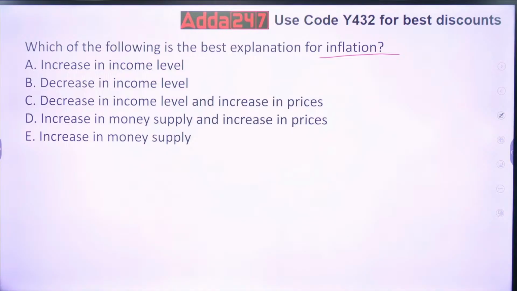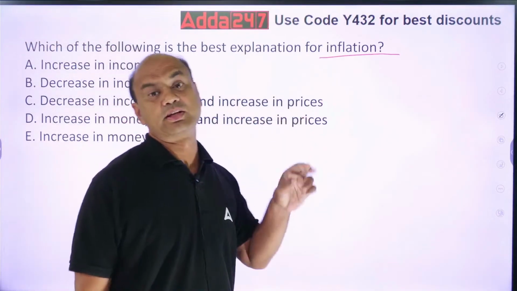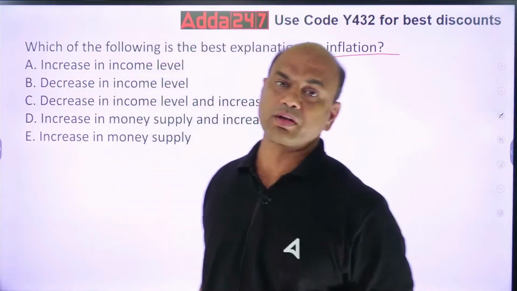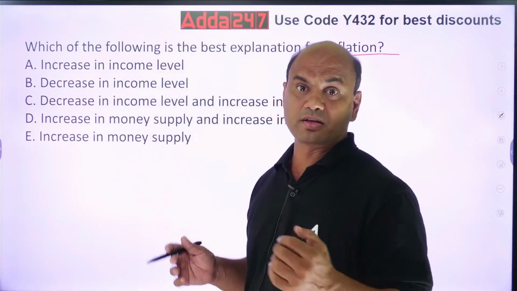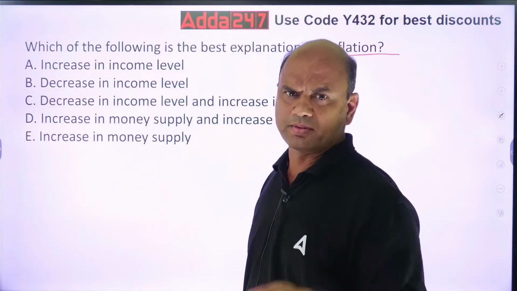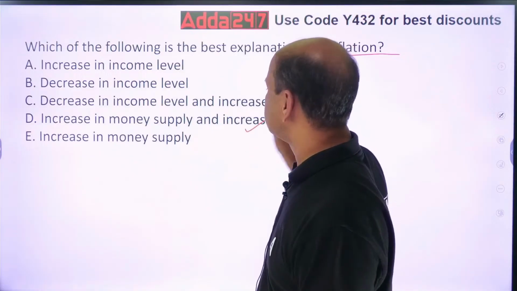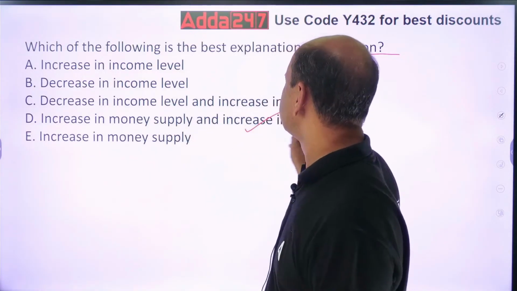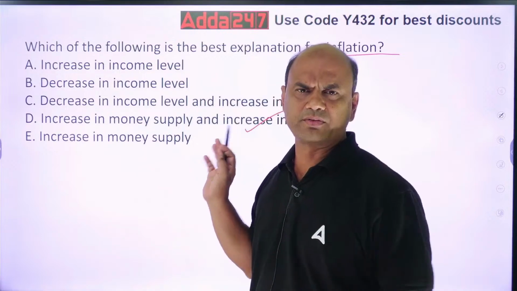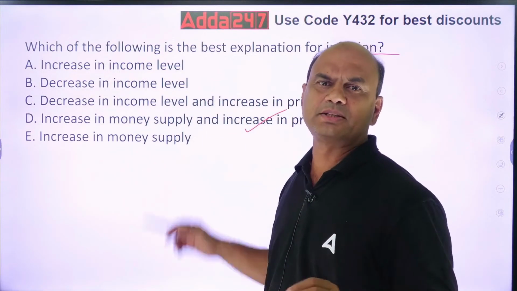Yeah. I am seeing many answers coming over here: decrease in income level and increase in prices. Majority of you are giving that answer. My income is reducing, I can't borrow more things, so decrease in income level. Not the right answer. The right answer is increase in money supply and increase in prices. Very simple. Inflation happens because the money supply increases.